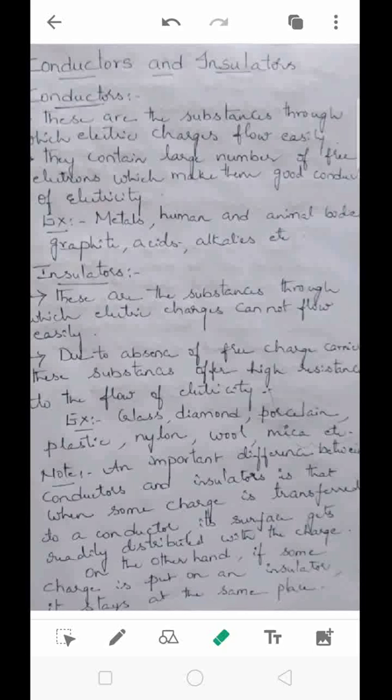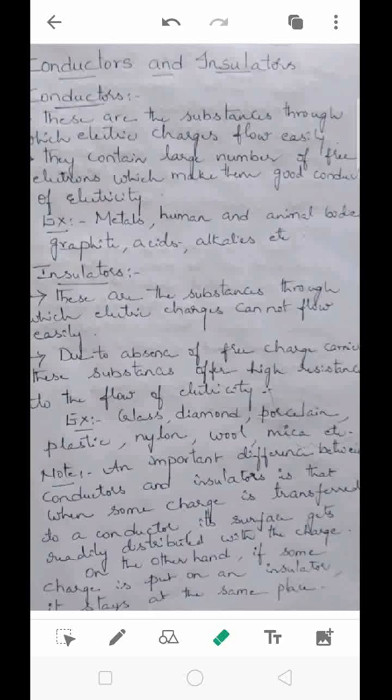Now, let us take the example of conductors. The main important difference between conductors and insulators in terms of electrostatics is this. When a few charges are allowed to pass on the surface of a conductor, immediately those charges will get distributed throughout the conductor. That means the charges present on the surface of the conductor will not stay at a particular point; they will be distributed throughout the conductor equally and also uniformly.